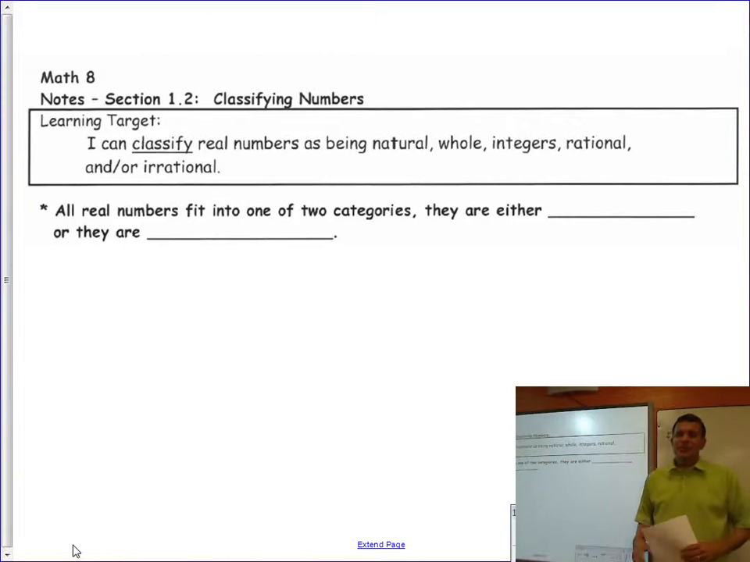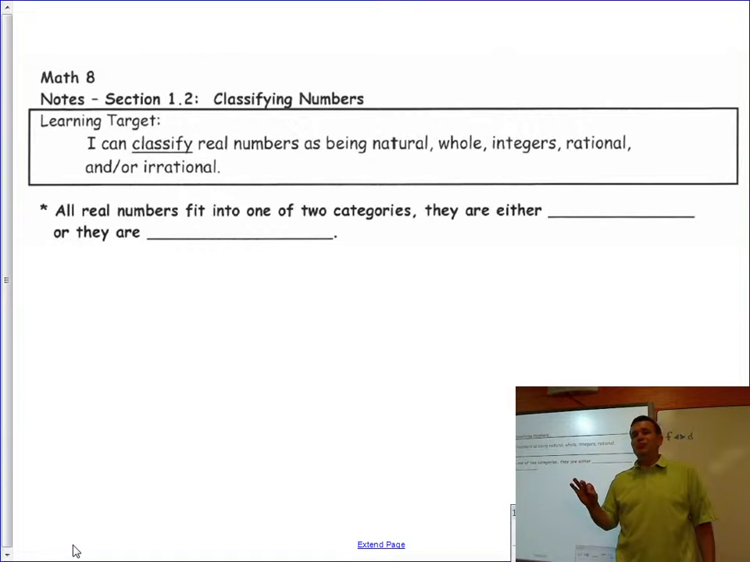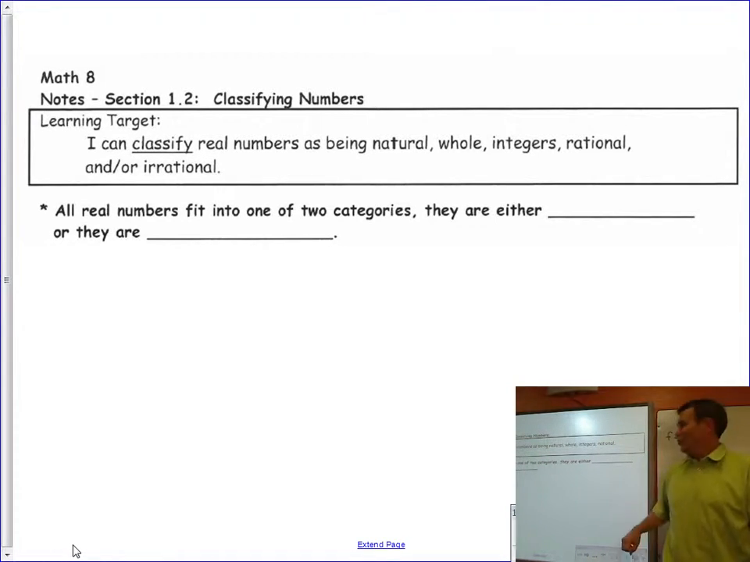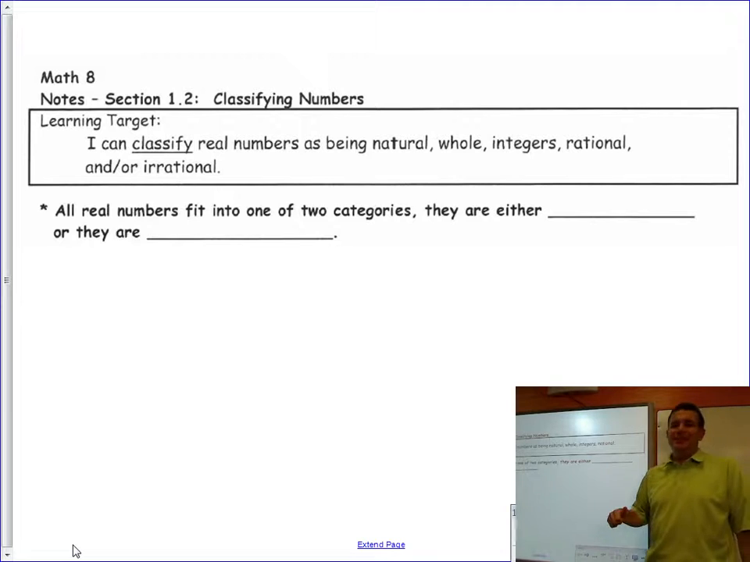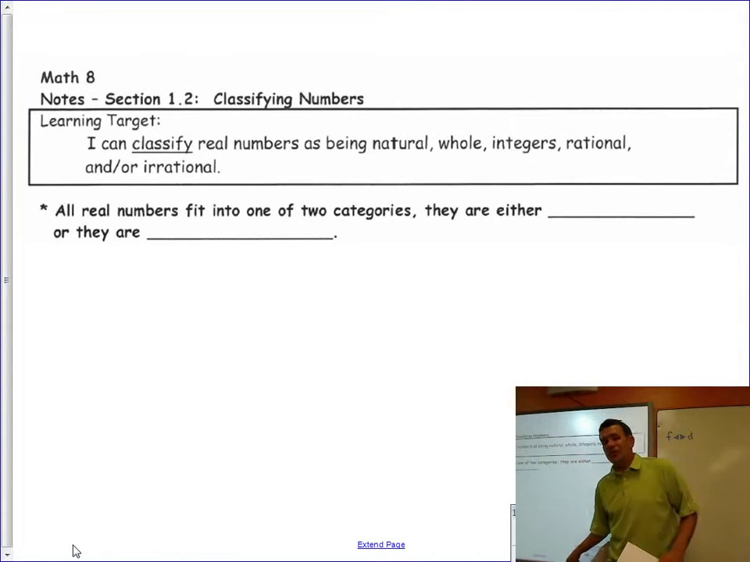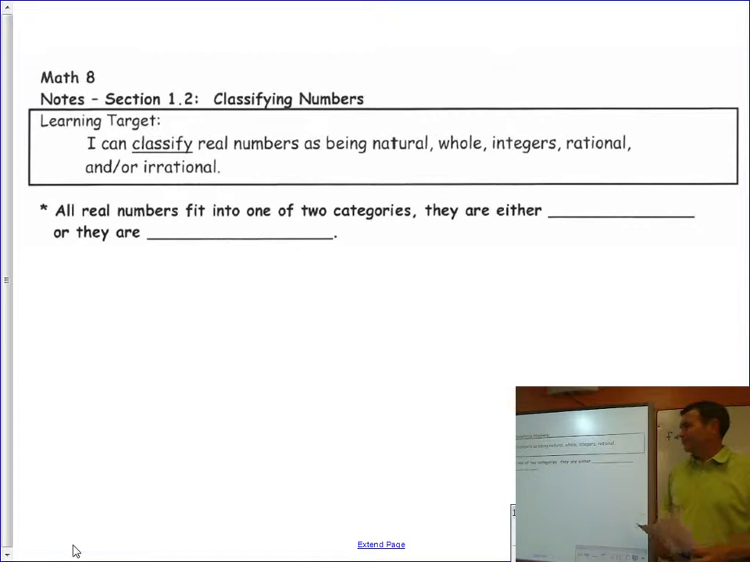Hey guys, today we're talking about section 1.2, classifying numbers. The goal is to be able to classify all real numbers as to what groups or what sets of numbers they belong to, whether they are natural, whole, integers, rational, irrational. They can belong to more than one group. Our goal is to figure it out, right?